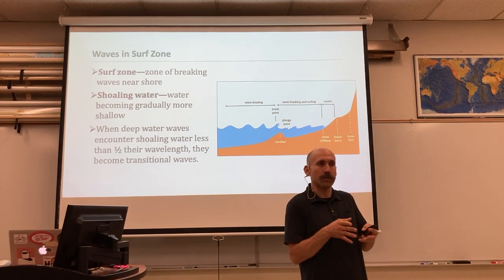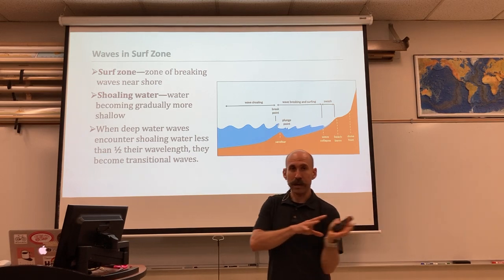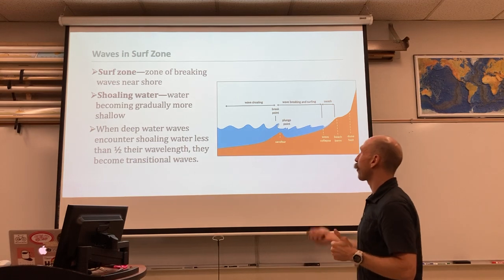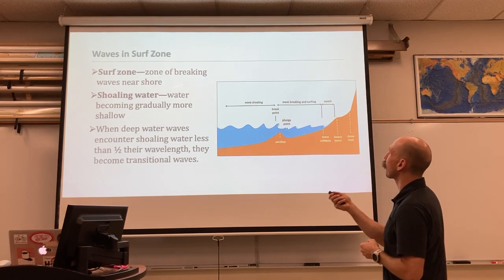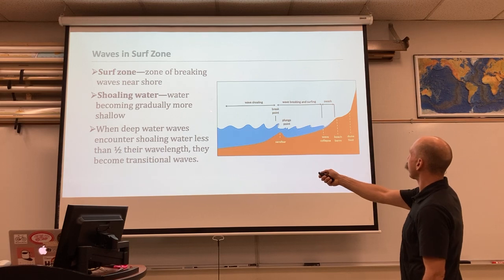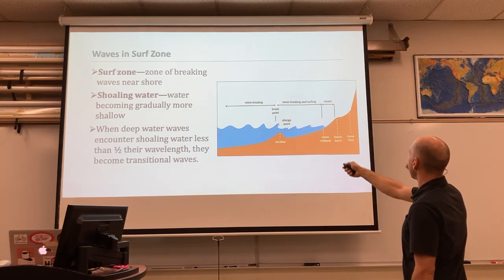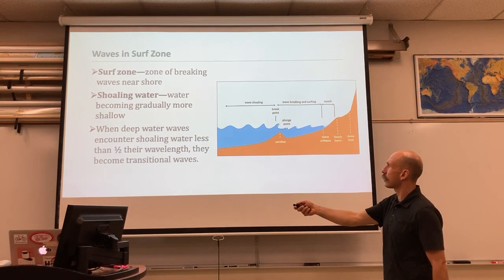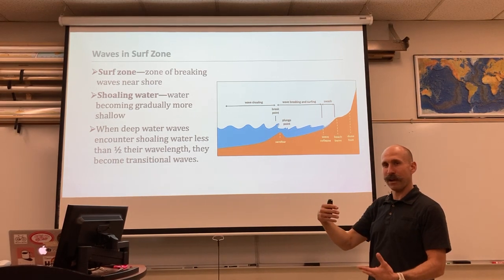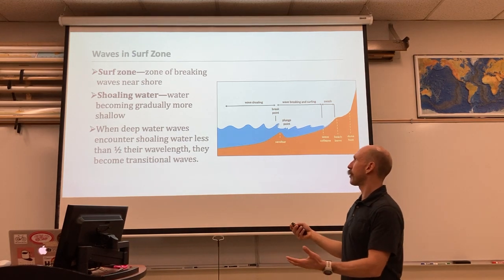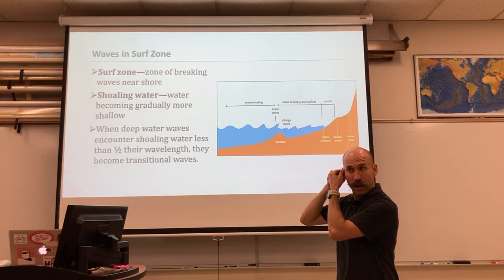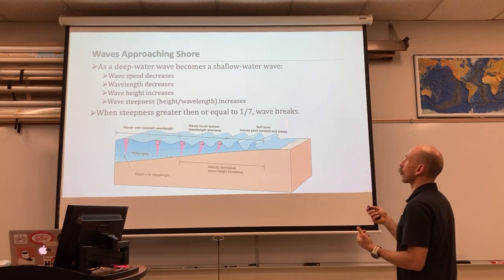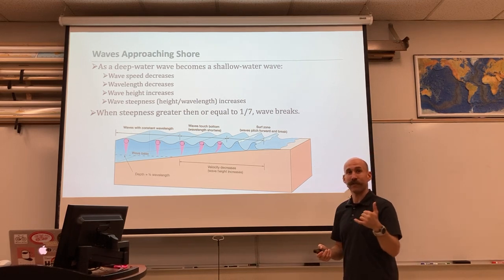Okay, so what happens when waves make their way all the way to the coast? Well, they enter what is the surf zone. The surf zone is the zone of breaking waves near shore. We've got waves that start to shoal, and then we have waves that break and surf. It's when deep water waves encounter shoaling water less than half their wavelength. They become transitional waves, and then once they get close enough, they become shallow water waves. And these shallow water waves are going to be the waves that create different types of surf.